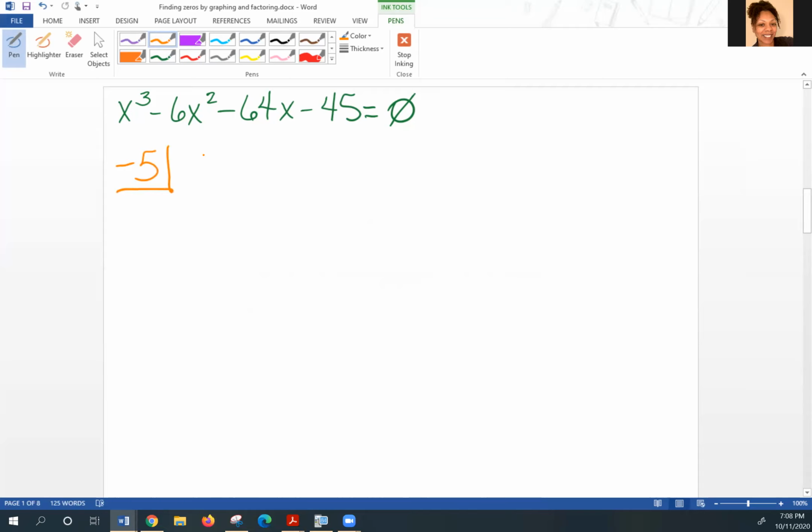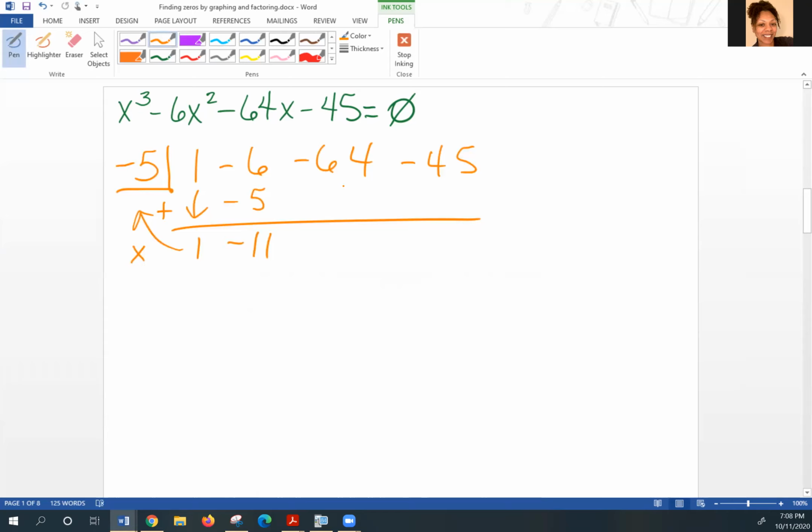So once I get that information, I said it was negative 5, then I can start my synthetic division using the coefficients above, 1, negative 6, negative 64, negative 45. Bring this 1 down and then start the process of multiplying everything under the line and then adding everything above. So that's negative 5, negative 11 times negative 5, positive 55, negative 64 plus 55, negative 9. Negative 9 times negative 5 is positive 45. And again, I know that this is going to be 0 because the calculator just told me whenever I see a negative 5, my y would be 0.